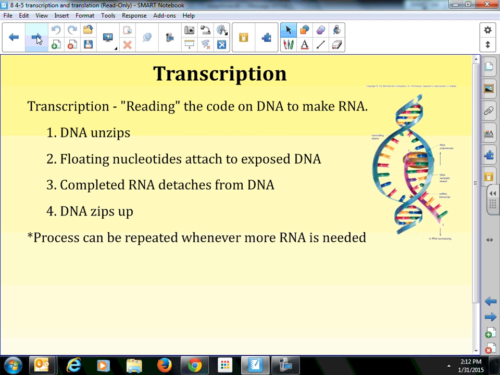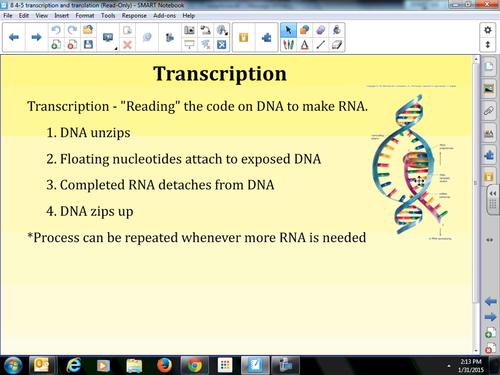So let's talk about the process of transcription. It's actually quite similar to replication, where the DNA copies itself. First thing that has to happen is the DNA has to unzip and expose the bases at the site where the gene that needs to be read is found. And so it unzips itself at that location. Free-floating nucleotides are going to attach themselves to the exposed DNA. There's a different enzyme this time though, so rather than making new DNA, it's actually going to be making RNA. The RNA strand will be completed. When it does, it will detach itself.